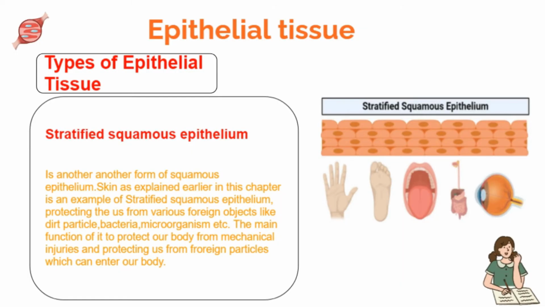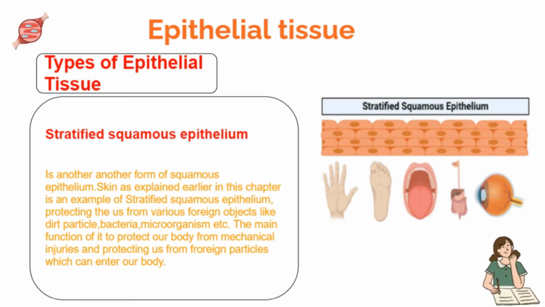The last type is the stratified squamous epithelium, which I have explained a little while explaining the squamous epithelium tissue. It is actually another form of squamous epithelium. The squamous epithelium tissues are generally arranged in many layers, as I have explained earlier. They are found in skin because we know that our skin is made up of different layers.